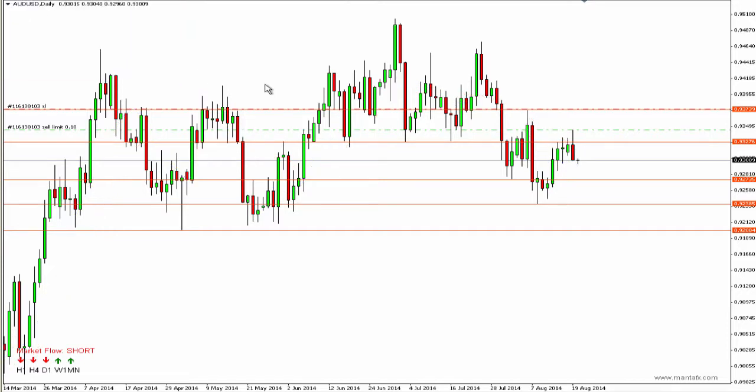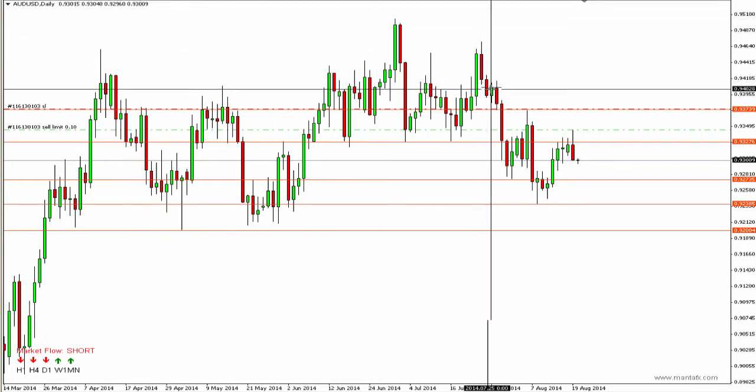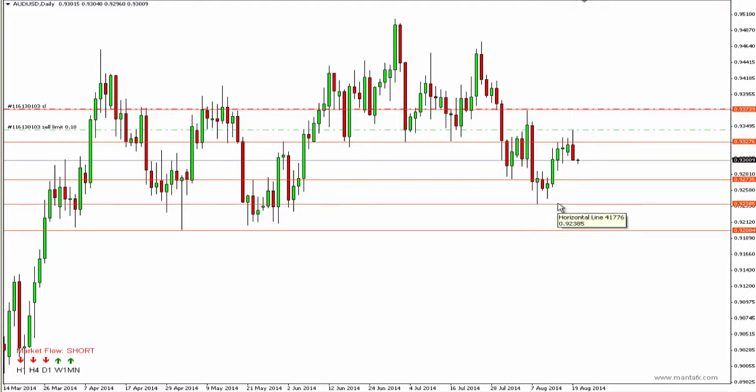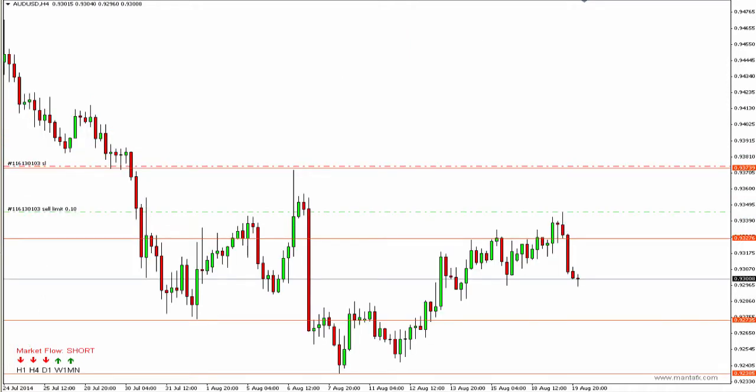Okay, so as mentioned, let's delineate the actual range we're talking about. This is the range. It roughly is a 133 pip range, about that size. This is the range I had in mind. This is the range I was going to work with, and we're going to go down to the 4-hour chart and see what was going on here.